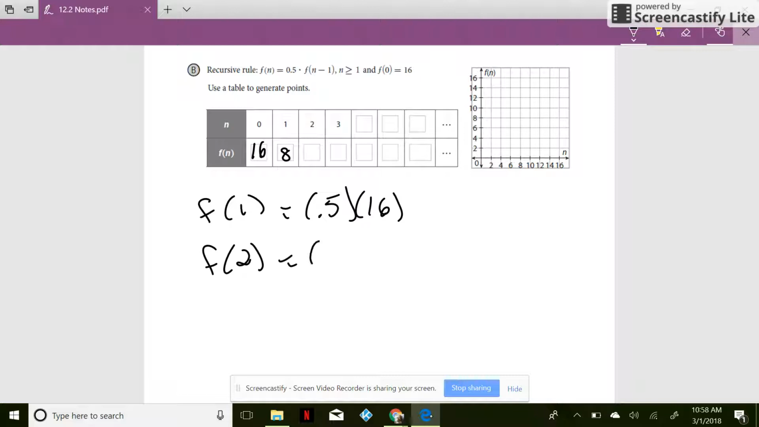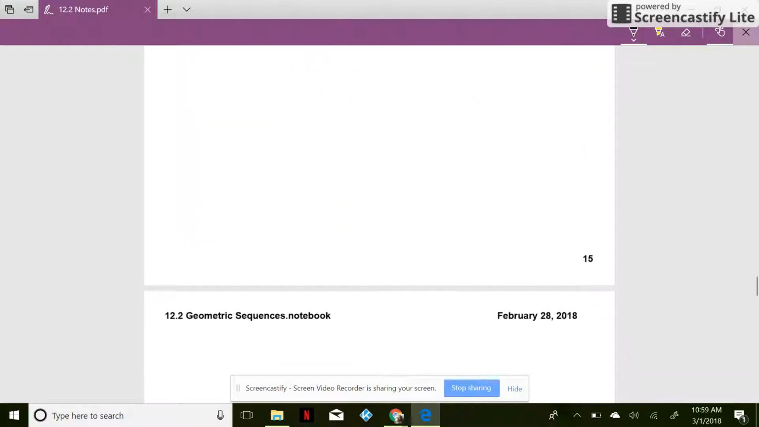F of 2, we take 0.5 times the previous value, which is 8, so that would be 4. So you can see we're dividing each of these by half. As these values increase, these are each being cut in half. So we'd have 2, 1, 1/2, and then 1/4. We can graph these, so 0, 16, 1, 8, 2, 4, 3, 2, 4, 1, 5, 1/2, and 6, 1/4.